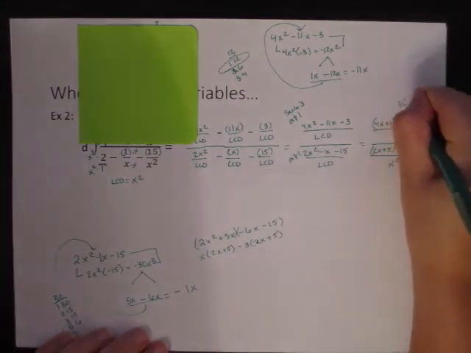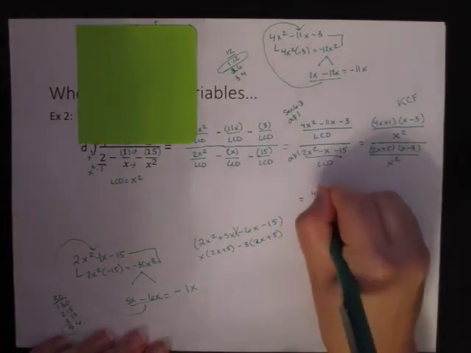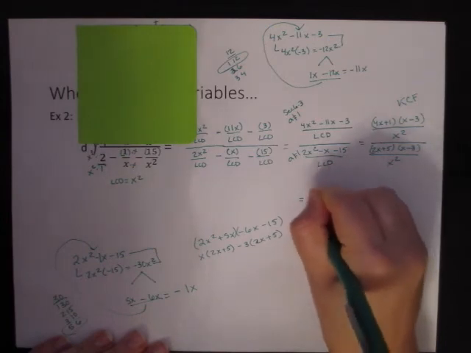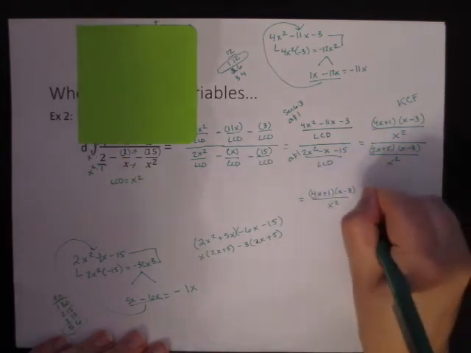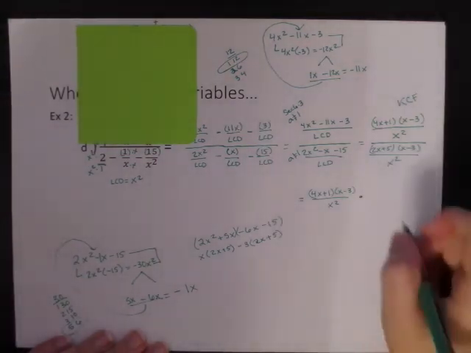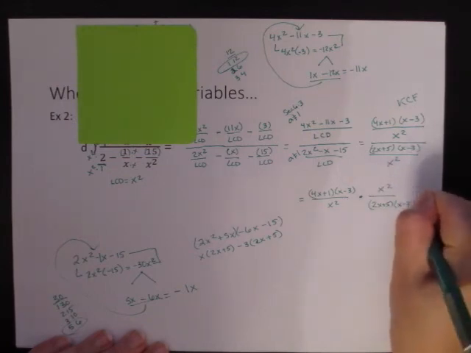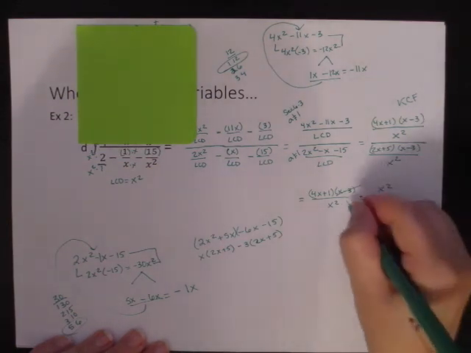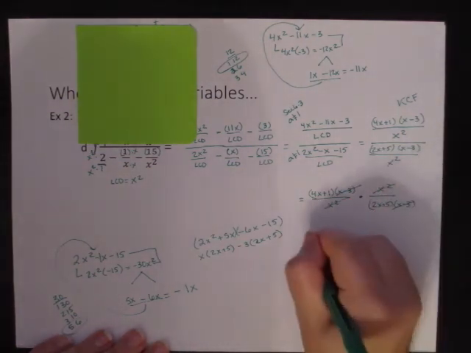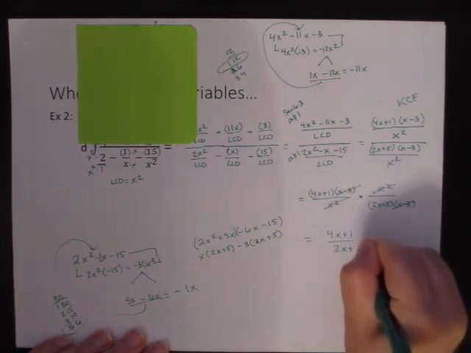I have to do my KCF, so keep, change, flip. So I'm going to keep my top of 4x plus 1 times x minus 3 over x squared. I'm going to change from division to multiplication, and I'm going to go x squared over 2x plus 5 times x minus 3. I see that these two will cancel out with each other. Also, the x squareds cancel out with each other, and I'm left with 4x plus 1 over 2x plus 5.